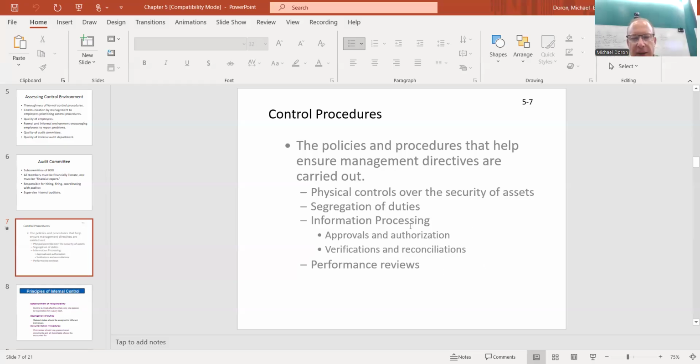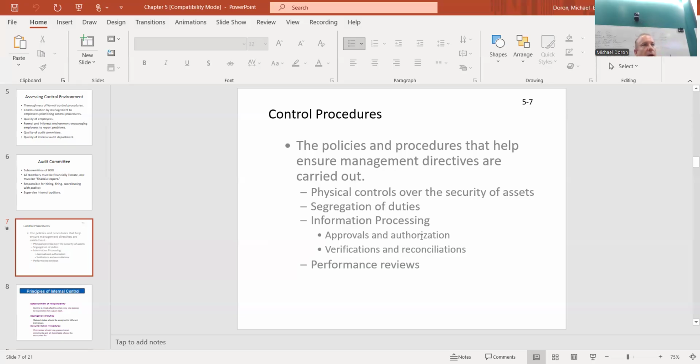Okay, information processing, that is getting approvals and authorizations. Like we said before, you can't just go out and buy a copier. You have to get approval from a purchasing manager before you can buy it. So that's also a part of internal controls. You have to get permission to do things.